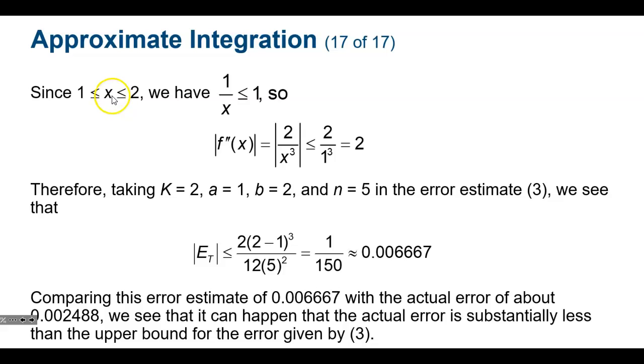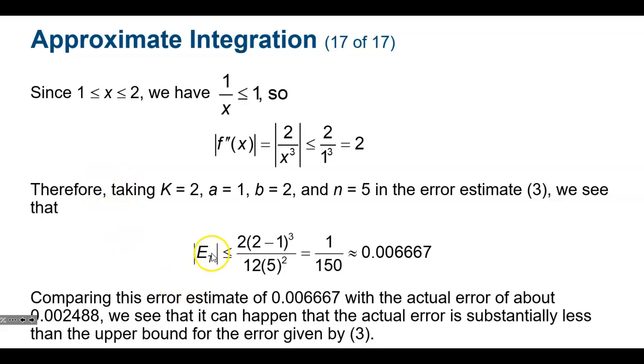Now, since we know that the limits are 1 and 2, therefore x is in between 1 and 2, and we have 1 over x which is less than or equal to 1. So, if you take the absolute value of the second derivative, which is equal to 2 over x cubed, it's less than or equal to 2 over 1 cubed, which becomes 2. Therefore, we're taking k equal to 2, a is equal to 1, b is equal to 2, and n is equal to 5 in the error estimate.